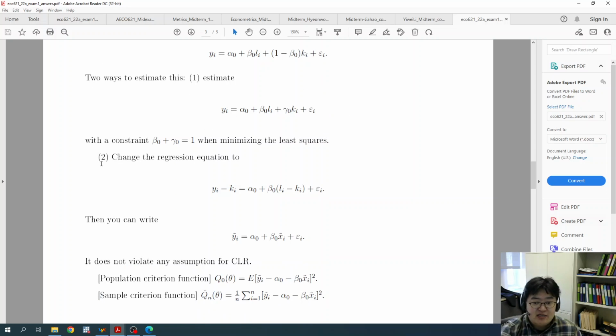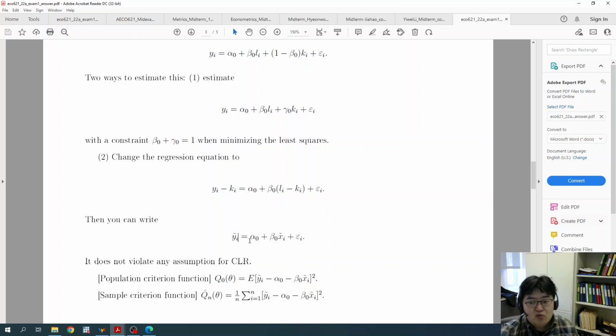Then what I expected was this. Just rearrange the parameters from here, the structural form equation as I call it, and then we call this the reduced form. We rearrange the equation so that we can handle it easily. Move 1 times K to the left-hand side, and the right-hand side has L minus K. Then you can redefine this as Y tilde and this as X tilde. This is the easiest, simplest, and best way to estimate that.